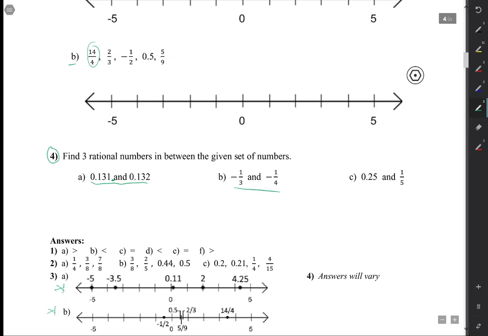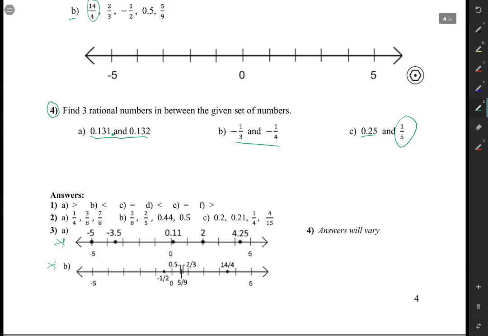If you're given 2 fractions, convert them to decimals. And if you're given a decimal and 1 fraction, convert just the fraction to a decimal, and then you'll be able to see which numbers are in between. Other than that, if you have any questions, please message me on Teams, and definitely use the answer key below to help you out if you get stuck.